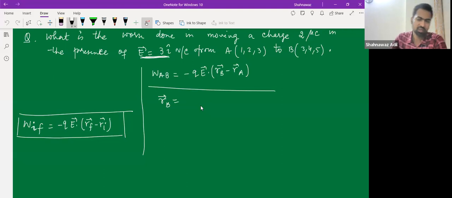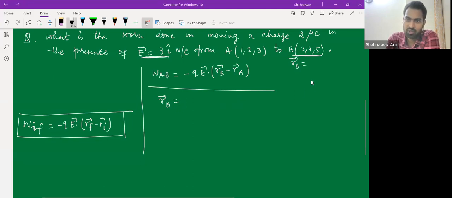Yes, vector class, vector part. So what is the coordinate of B, Aisha? No, what is the coordinate of B? So this is the coordinate of B, right? So RB would be simply how much? Position vector RB would be how much?